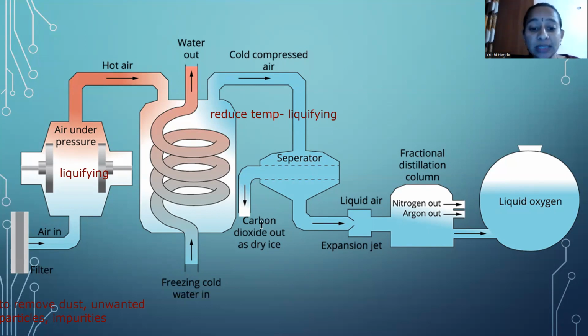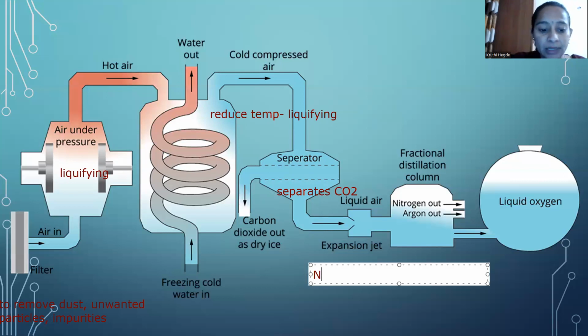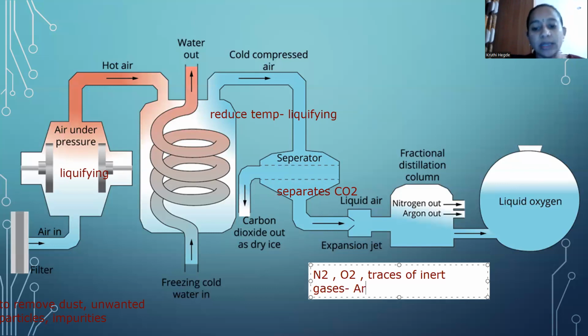This separator will separate only carbon dioxide. It separates carbon dioxide, and that comes out as dry ice, about which we have discussed in the previous videos. Later on, after separating, it mainly contains components like nitrogen, N2 gas, and O2 gas, and it will have traces of inert gases, like argon is one such.